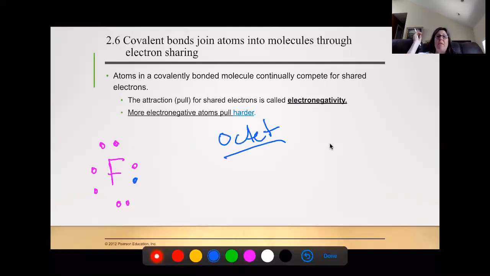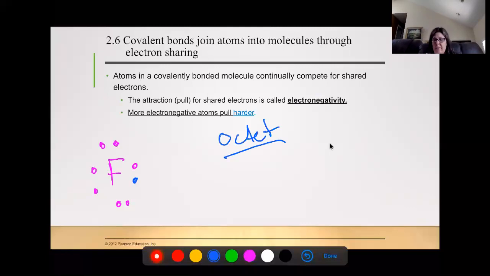Of course, not with period 1. Remember, period 1, we can only max at 2. But all the other periods, we max at 8. It's met octet. That means it's stable. So fluorine is very electronegative. It wants electrons. It will take electrons from other atoms. Anybody in that fluorine family, fluorine, chlorine, bromine, they're very greedy.